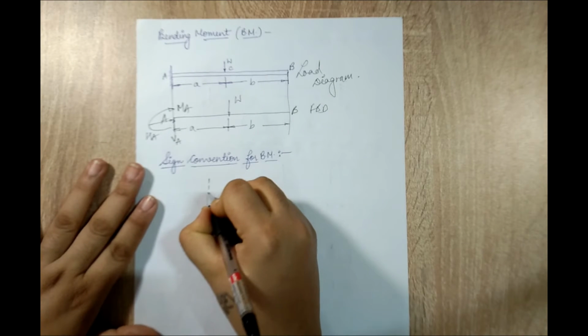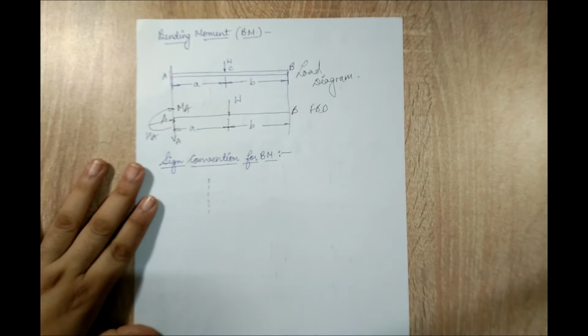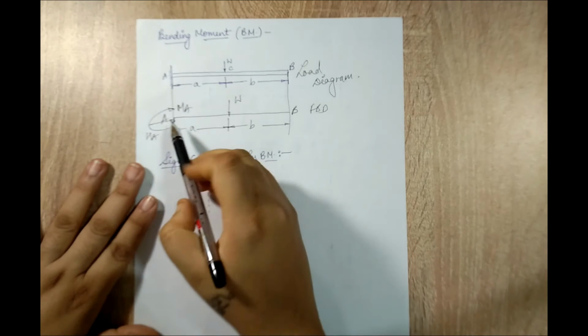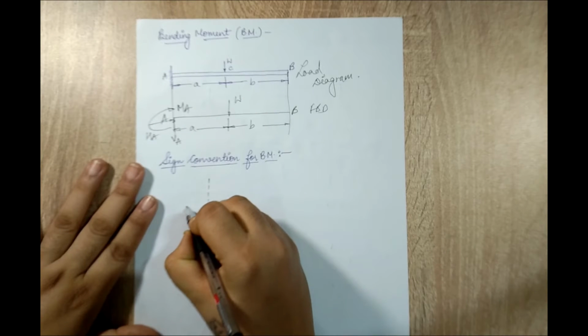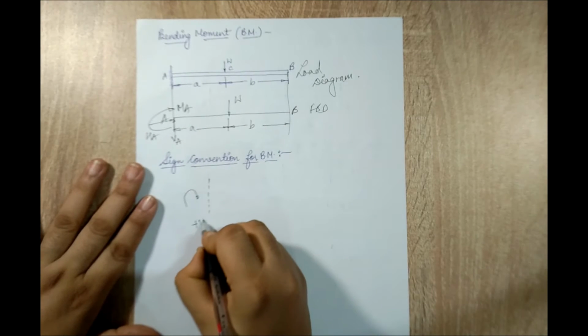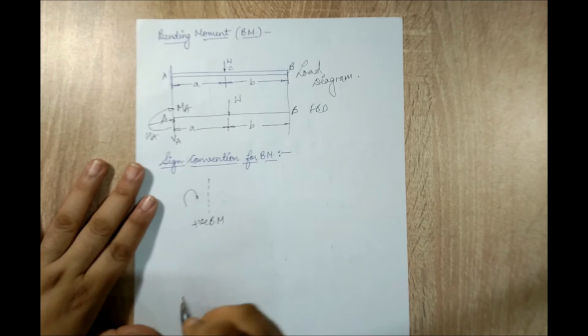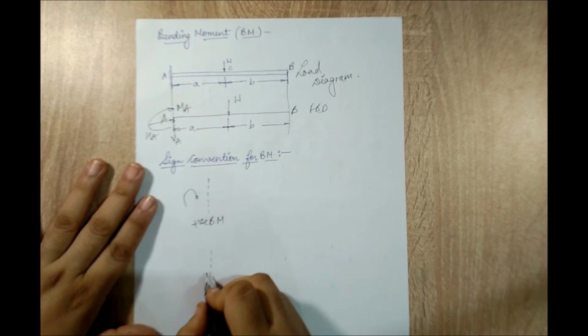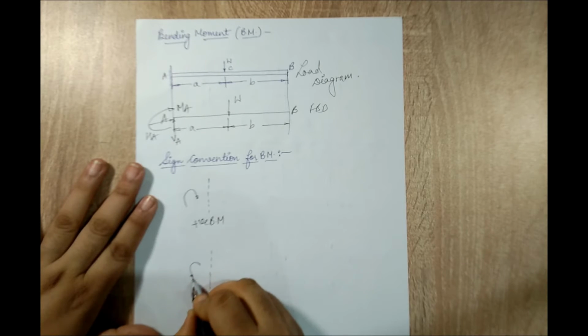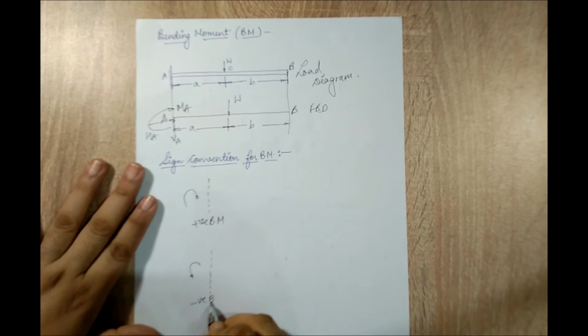Now since there is a moment here, we will talk about the sign convention. To the left of section, like shear force, if I am going to observe a clockwise moment, I will say it is positive bending moment. So clockwise is positive bending moment, which means if I am standing at a particular section and I look to the left and I see a moment which is going anti-clockwise, obviously it is negative bending moment.